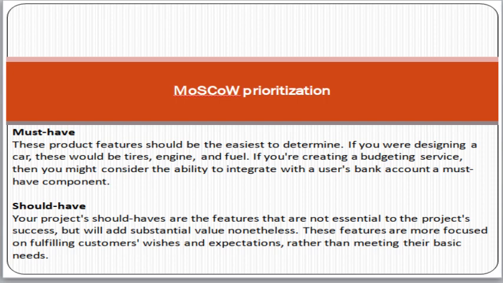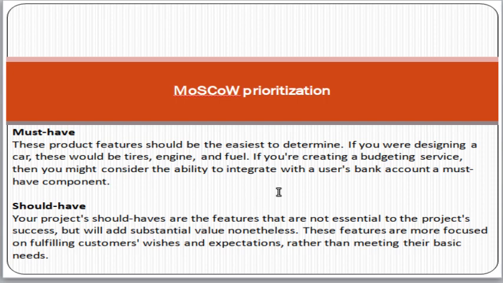Okay, so must have requirements, these product features should be the easiest to determine. If you are designing a car, you must need a gear, you must need a steering, you must need a tire. These are the must have requirements, and without those features you cannot implement a product actually.